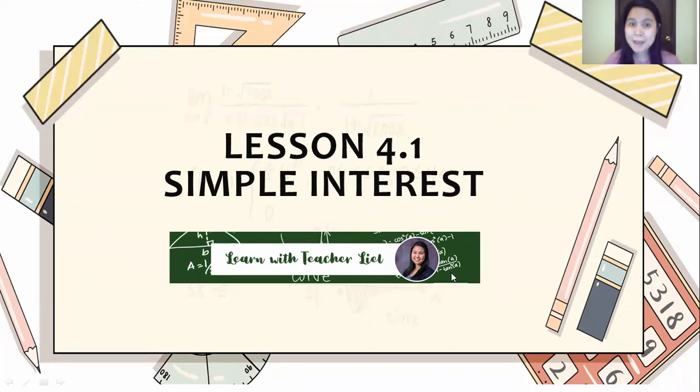Today we'll talk about simple interest. And I think you have encountered this in your previous subjects in math and even in your entrepreneurship.